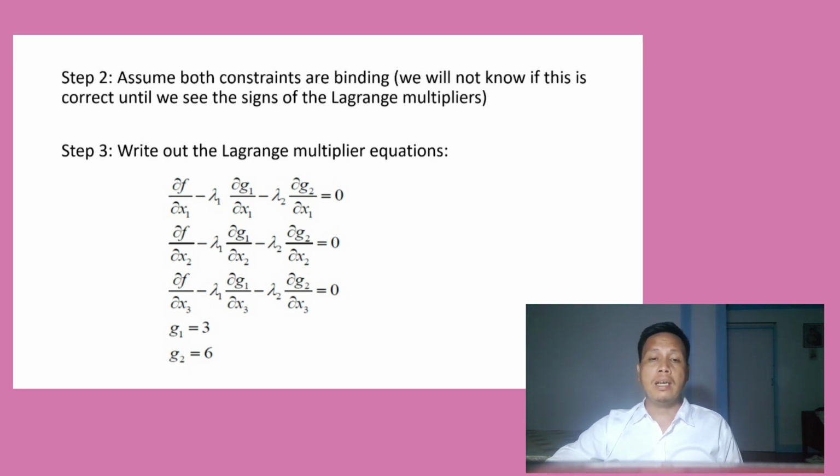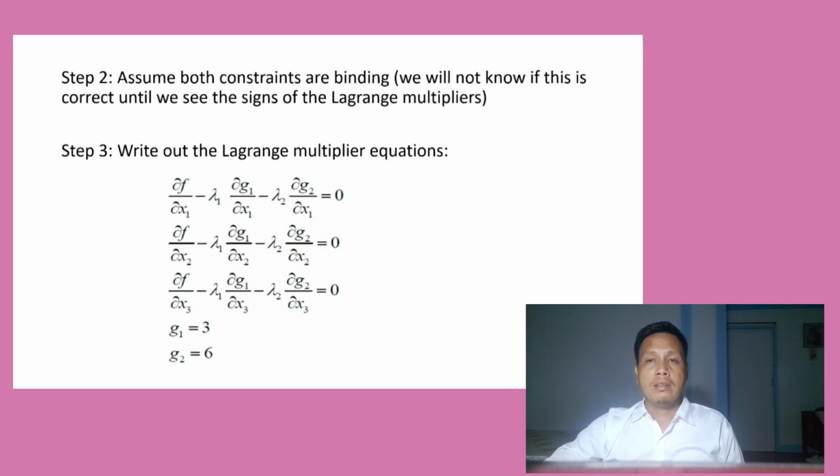Partial derivative of f over partial derivative of x sub 2 minus lambda 1 times partial derivative of g sub 1 over partial derivative of x sub 2 minus lambda 2 times partial derivative of g sub 2 over partial derivative of x sub 2 equal to 0. And the last equation, partial derivative of f over partial derivative of x sub 3 minus lambda 1 times partial derivative of g sub 1 over partial derivative of x sub 3 minus lambda 2 times partial derivative of g sub 2 over partial derivative of x sub 3 equal to 0, where g sub 1 is equal to 3 and g sub 2 is equal to 6.